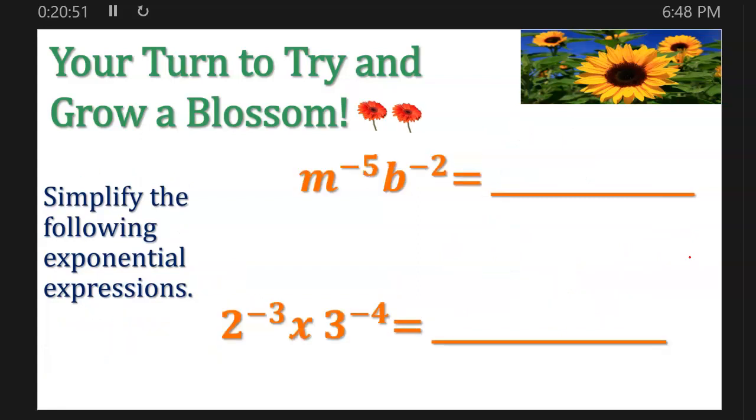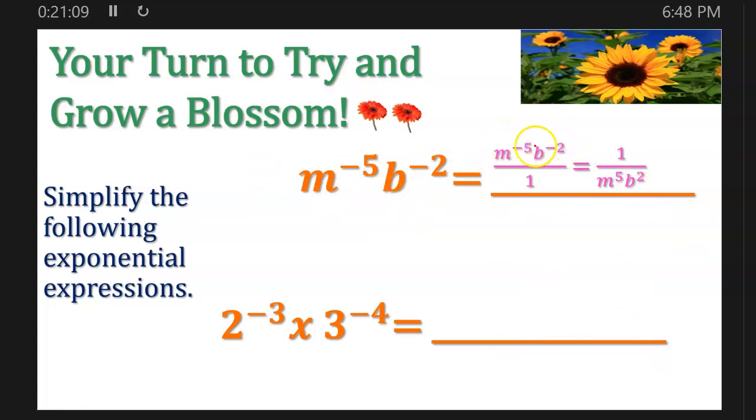Okay, try to grow another blossom. So let's try to do these on our own. Simplify the following exponential expressions. So I'm going to ask you to pause, and I will count to 3. 1, 2, 3.